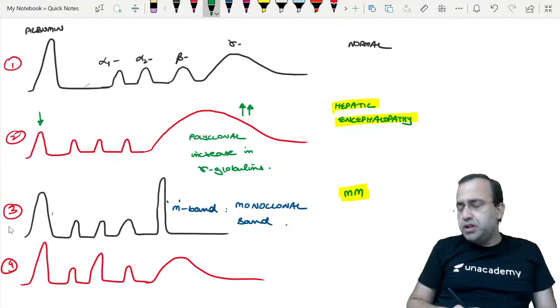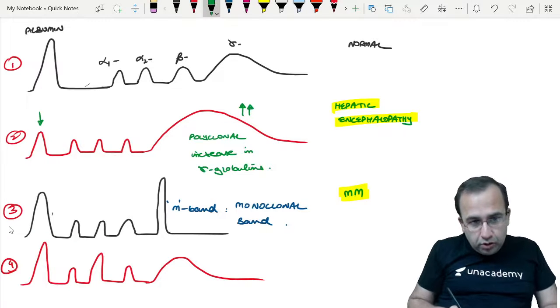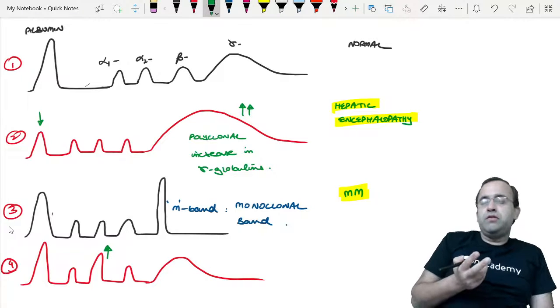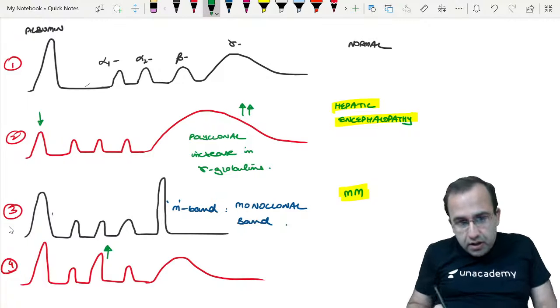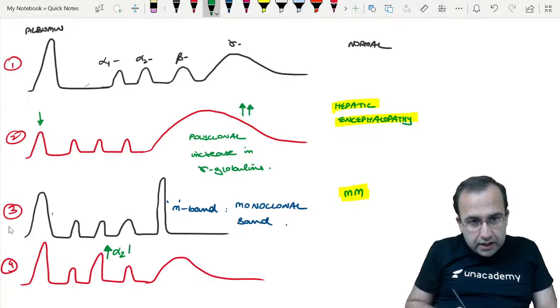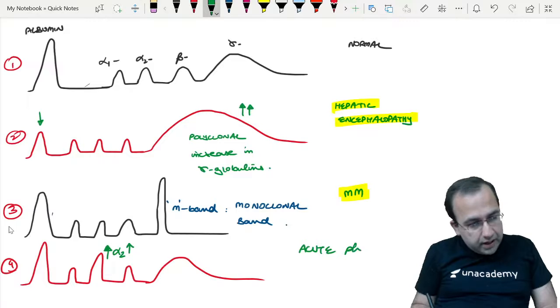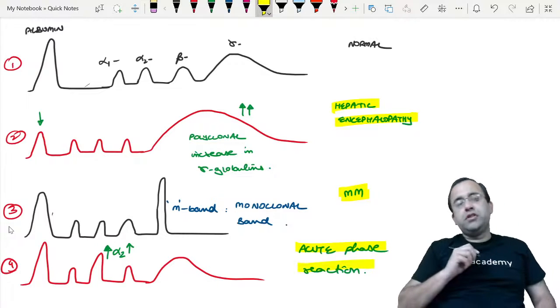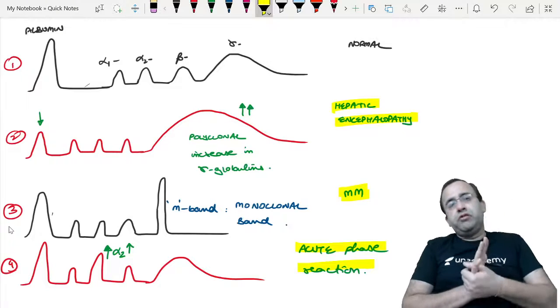Here albumin is okay, alpha 1 globulin is okay. Beta globulins are okay. Alpha 2 globulin, which was alpha 2 macroglobulin, which is an acute phase reactant, has increased. So this denotes an increase in alpha 2 macroglobulin. This is an acute phase reaction. It is an infection, or an acute phase reaction. Perfect. This was protein electrophoresis.